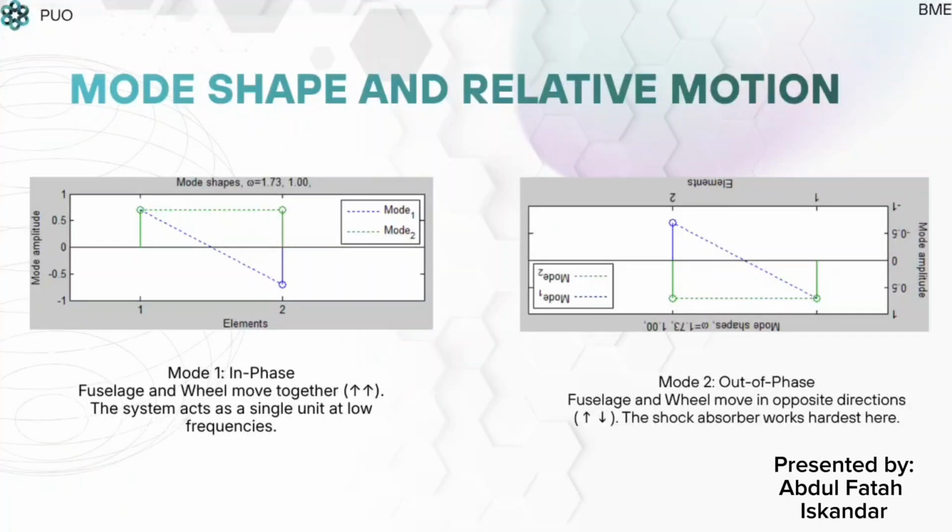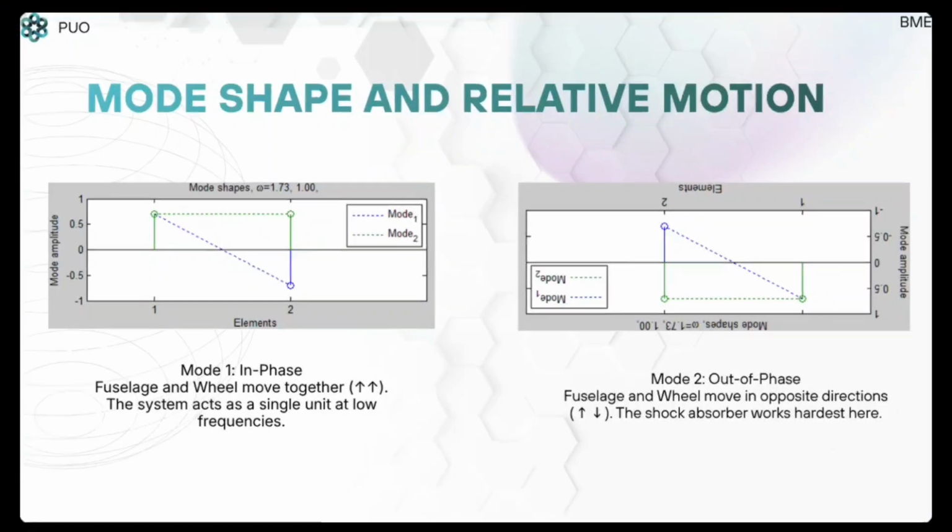So we move on to mode shape and relative motion. In mode 1, in phase, both the fuselage and wheel assembly move in the exact same direction together. The entire landing gear acts as a single lumped unit. In mode 2, out of phase, they move in completely opposite directions. This represents high frequency wheel hop where the shock absorber works hardest to protect the upper plane body.